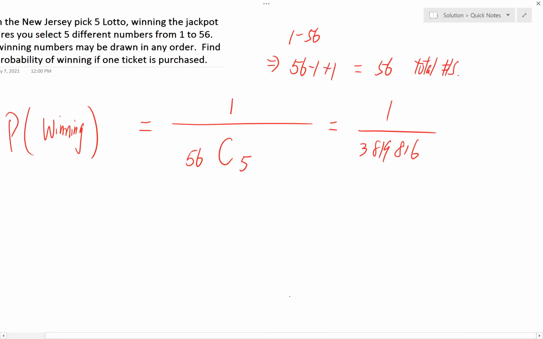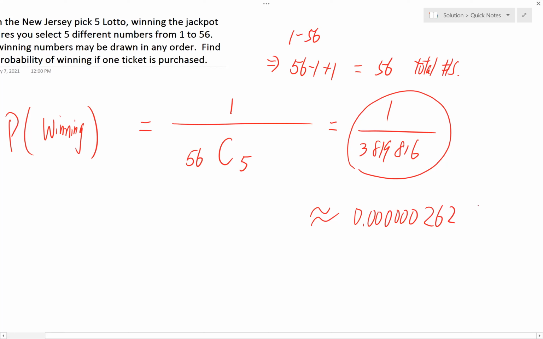So it will be this, and this is the exact answer, you can leave it as this. But if you wanted that decimal answer, that will be a very small number. So it's approximately 0.000000 with 6 zeros and 262.